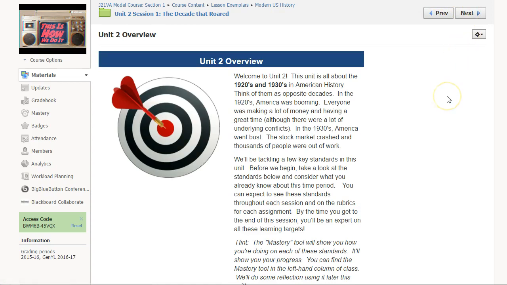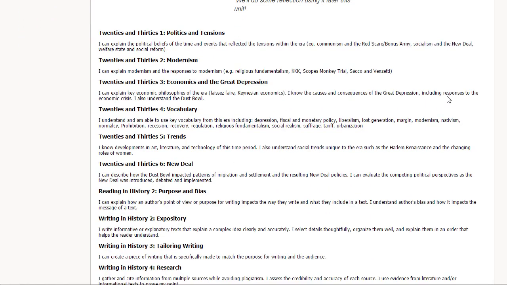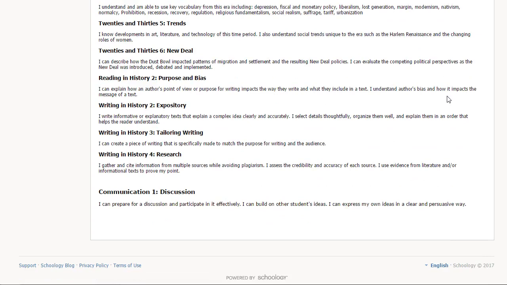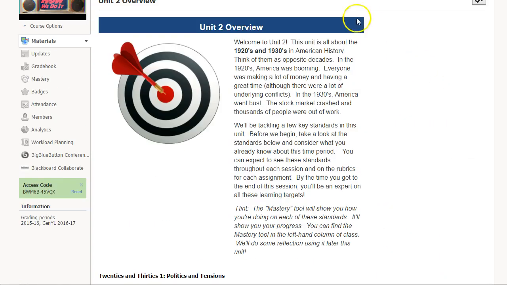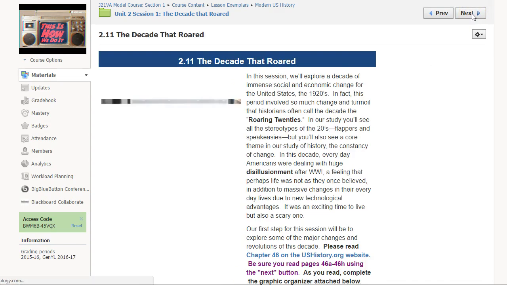And then in here, this was the beginning of a unit, and so I really wanted to focus on what the standards for this unit would be. And so I have some basic kid-friendly standards in here, as well as I'm using the mastery tool inside of Schoology, which would be a whole other video, but I was giving kids a heads up about how that mastery tool was working for this session.